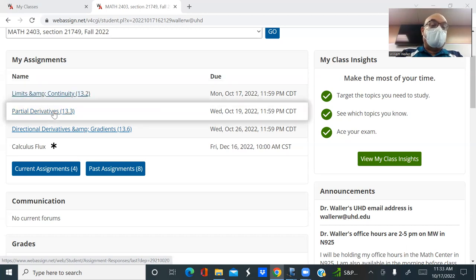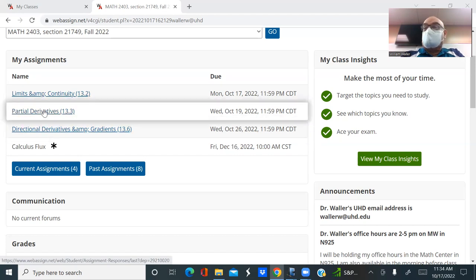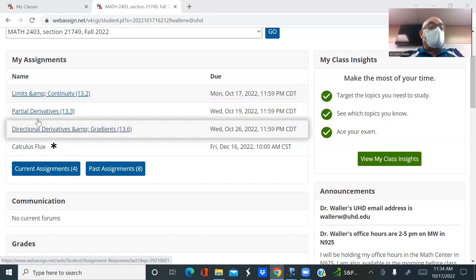And then a more important homework is the one on partial derivatives, because this is really a key topic in the class. And so we had done a lot with partial derivatives last time. We're going to finish up today with that, and then get into this subject of directional derivatives, which is just an elaboration on partial derivatives. Okay.